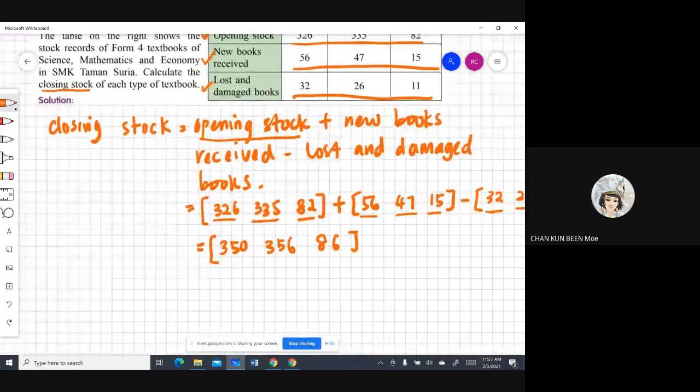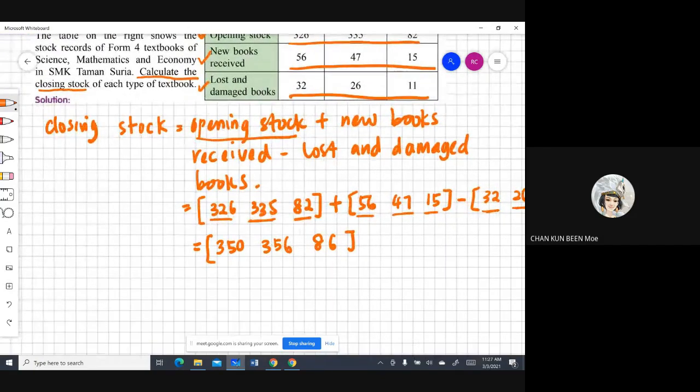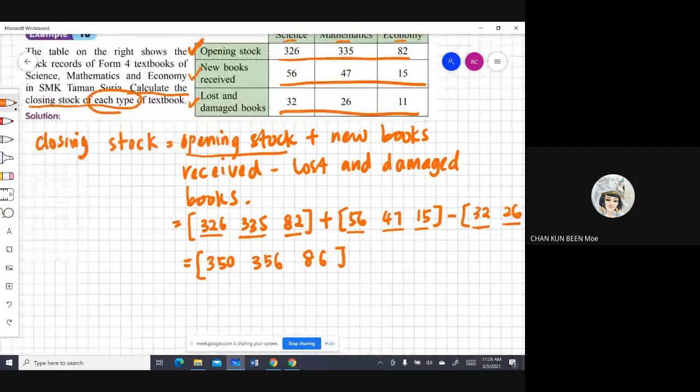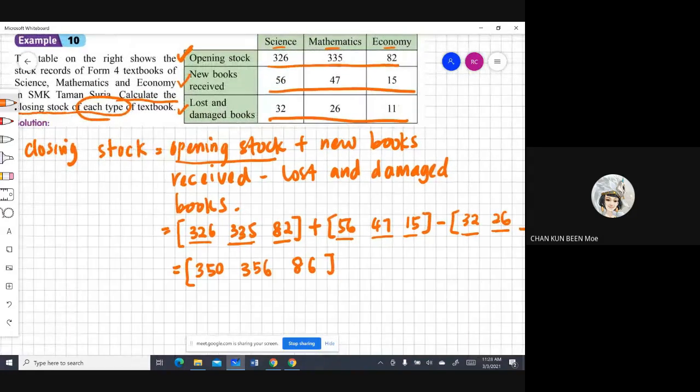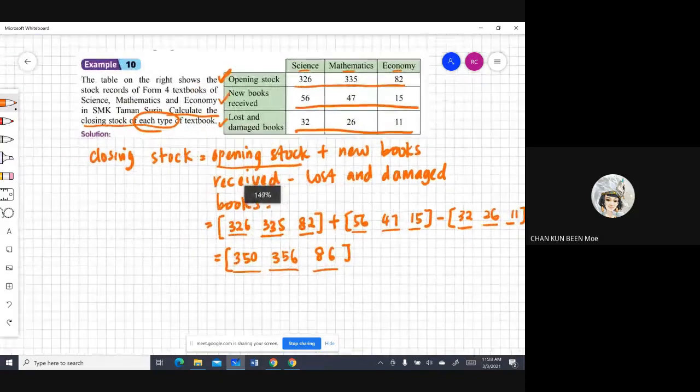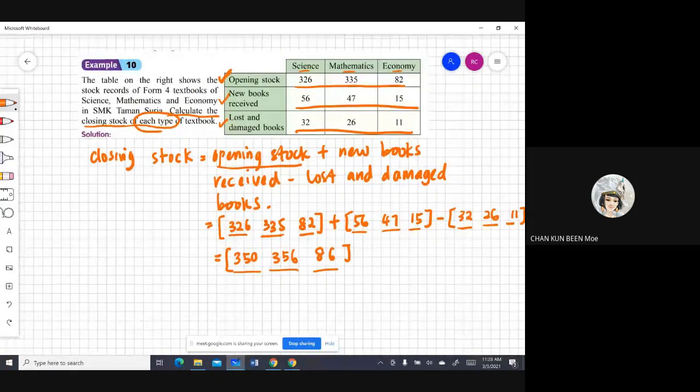Hence, when they ask you to calculate the closing stock of each type of textbook, you are going to mention that the closing stock for science, mathematics, and economy are 350, 356, and 86 respectively. Okay, so that is about addition and subtraction of matrices. Any questions?